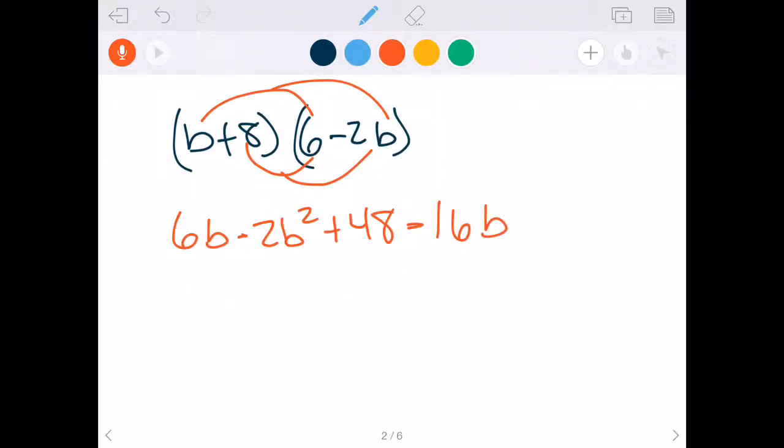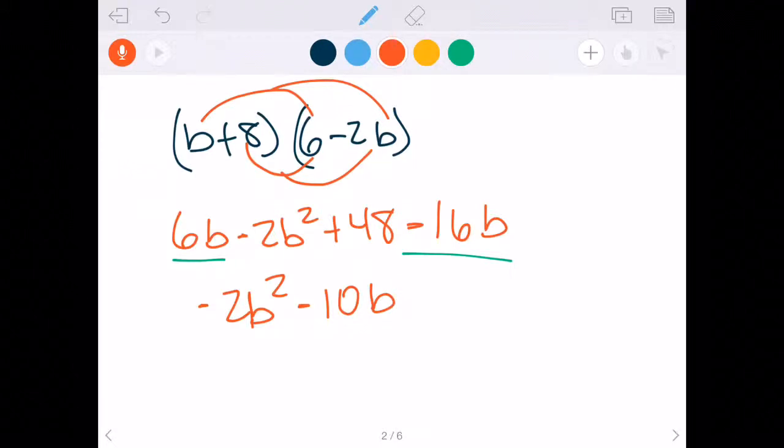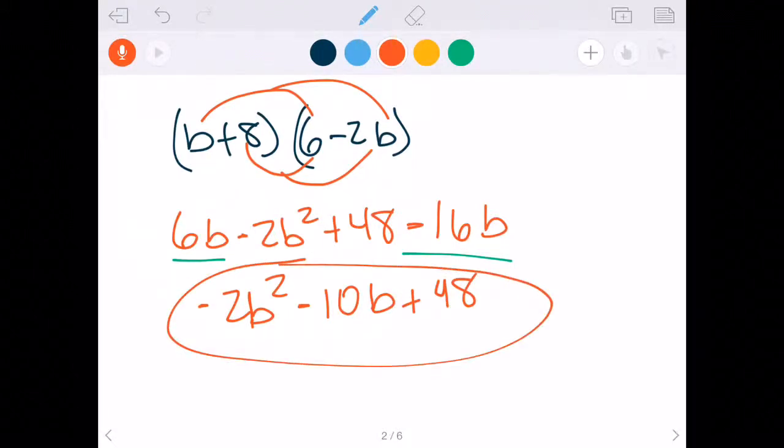We're not done yet because we have some like terms. Don't forget that sign in front of the 16b. How you want to write this is in highest exponent order. So the negative 2b squared comes first, and then I have minus 10b, and then I have plus 48. So that right there is going to be your final answer.